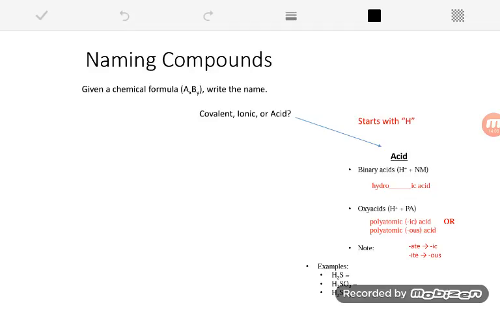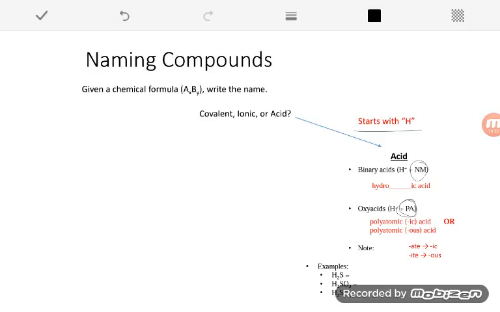So acids we identify because they start with a hydrogen. That's pretty easy. And there are two types of acids that we can have. The first type is a binary acid. So that has a hydrogen, and then it has some nonmetal atom, so just a single type of atom attached to it. The other type is called an oxyacid, where it has a hydrogen, and then that's attached to a polyatomic ion. And they have different systems depending on which one you have.